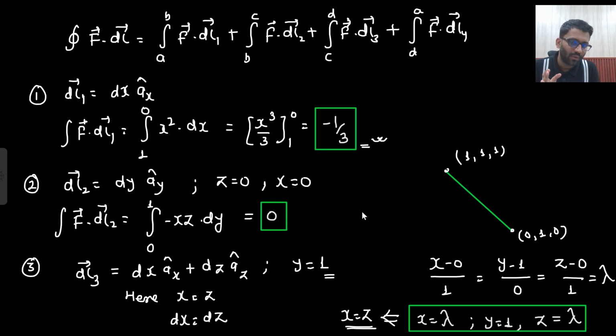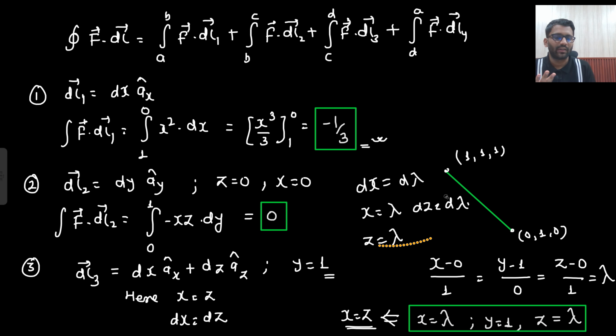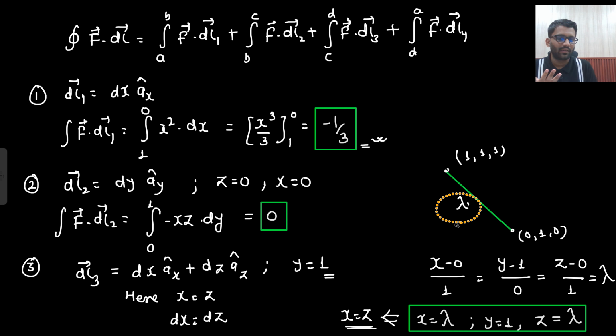Or how you could have done it: x equals lambda and z equals lambda. So what you would have done? dx equals d lambda and dz equals d lambda. So dx is equal to dz. From here also you could have done it, right? No doubt about it. Well and good. So dx equals dz.